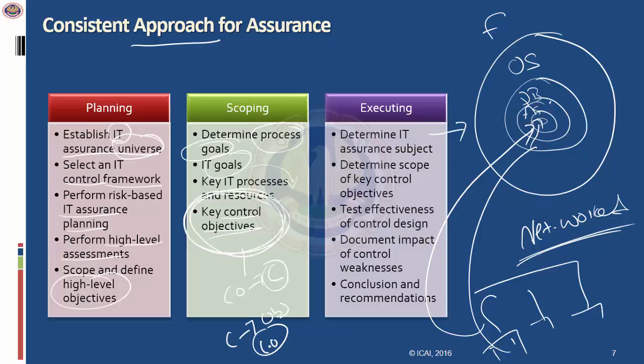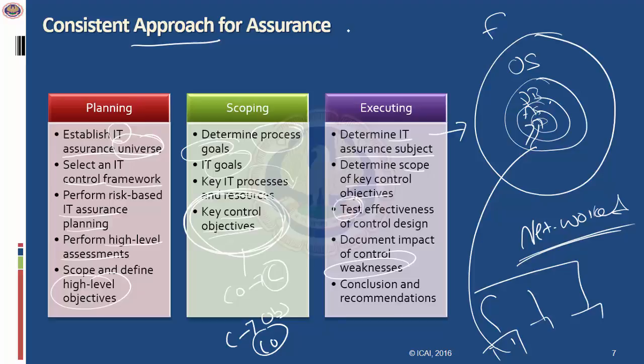So you may also execute this assignment. In executing this assignment, you look at the subject area of audit, you determine the scope of the key control objectives, you test the effectiveness of how these controls have been implemented, document the impact of these control weaknesses, and based on that, you come to conclusions and recommendations.